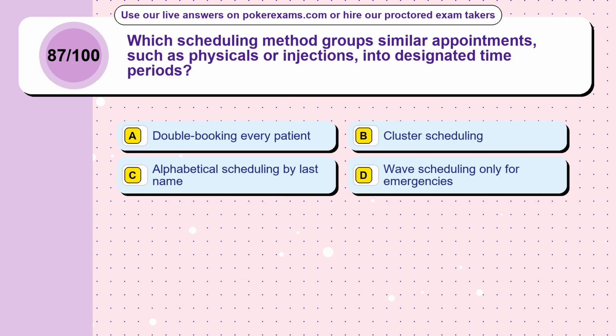Question 87. Which scheduling method groups similar appointments, such as physicals or injections, into designated time periods? Option A. Double booking every patient. Option B.